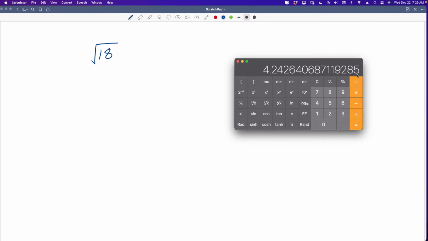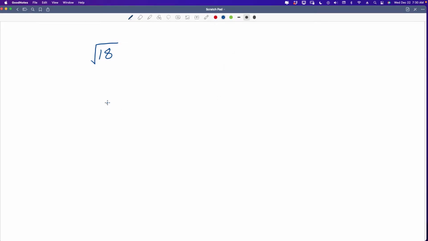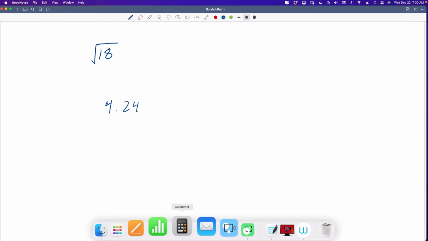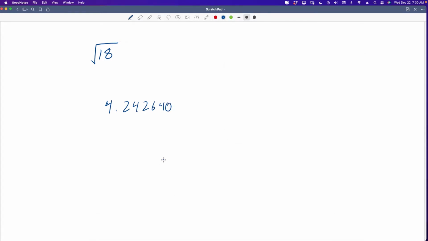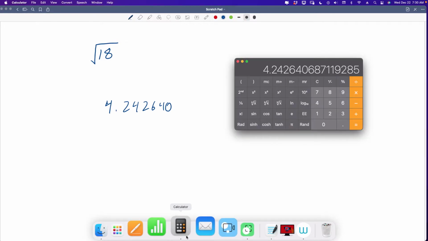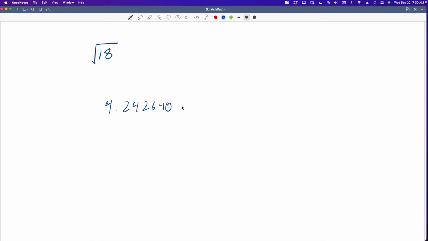Instead, what we have to do is round that to a specific decimal, whatever decimal we are given to round it to. So in this case, let's round it to 5 decimal places. Okay, so we have 4242640, right? 2640, and then that was 687119. I think that's as far as we'll go.